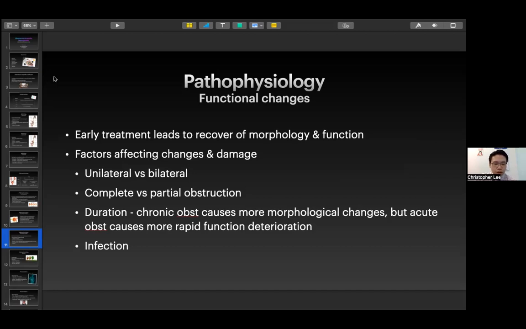Complete versus partial obstruction. Obviously, if there is a complete obstruction, the damage will be much worse compared to a partial obstruction. And as for the duration, a chronic obstruction will cause more morphological changes, which is hydronephrosis and elongated ureter. But an acute obstruction will cause a more rapid functional deterioration, especially if the obstruction is complete. And superimposed infection will also have an adverse effect on the compensatory mechanism and the function of the kidneys.